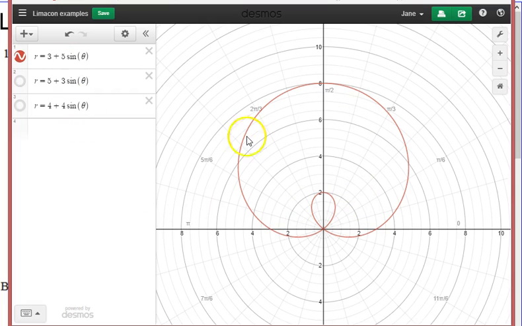So here's this first graph, this red graph. Notice it has a loop in it, kind of like a circle with a loop in it. Notice it goes up to 8 here, and it goes out to 3 here and here, and it has a loop that goes up to 2.